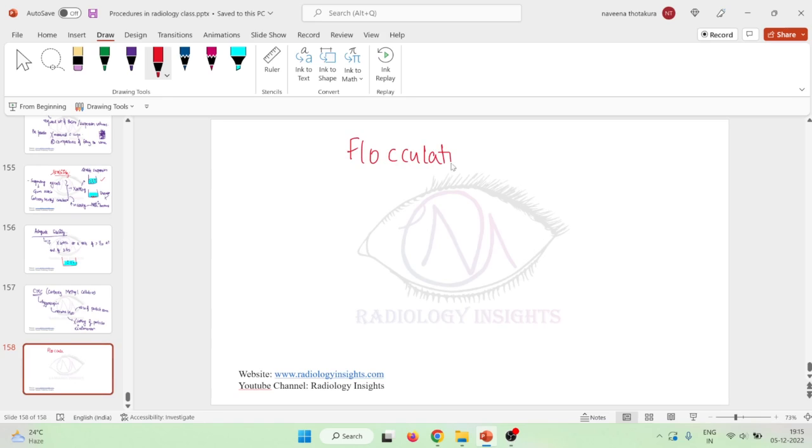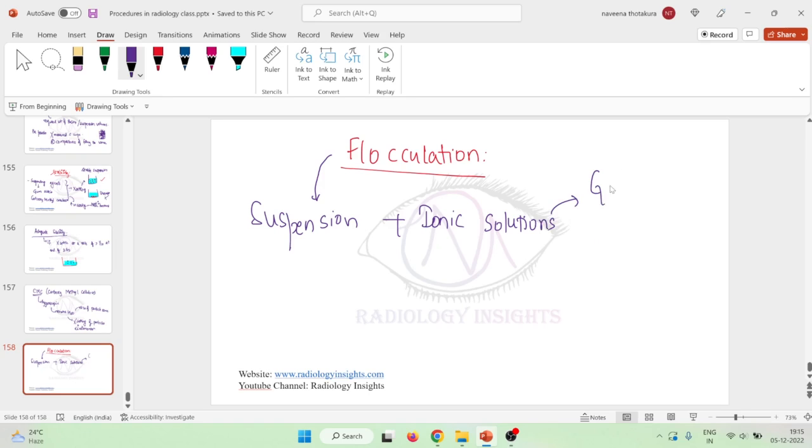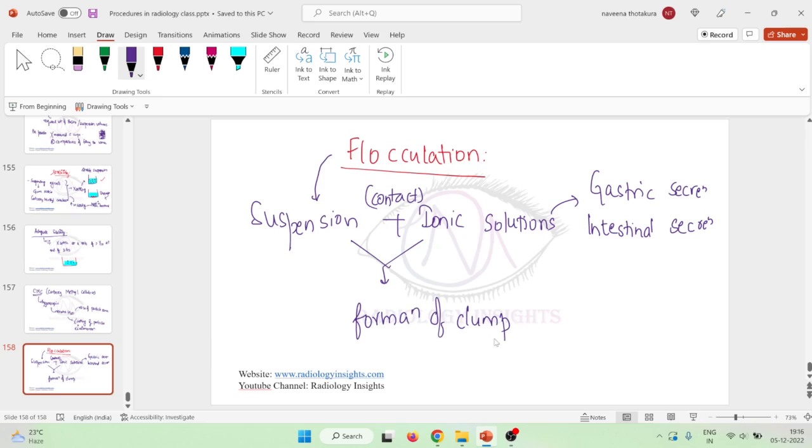Then we have flocculation. Flocculation is the reduction in number of particles by formation of larger masses. What is flocculation? If the suspension is in contact with any of the ionic solutions, and in our body we have lots of ionic solutions, like gastric secretions or intestinal secretions, all these contain ions. So whenever the suspension comes in contact with these ionic solutions, the suspension can form clumps. And when there is formation of clumps, this will reduce the number of particles present in the suspension. So this is what is called flocculation.